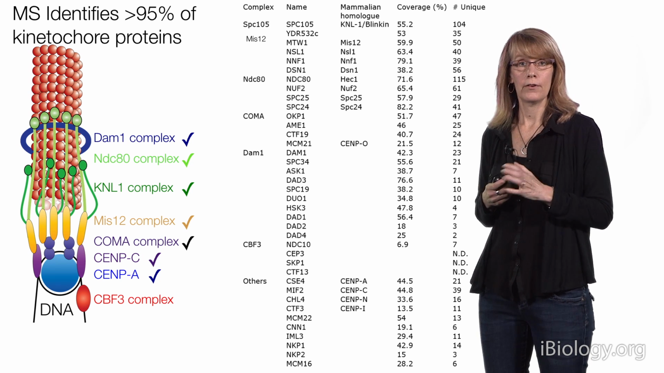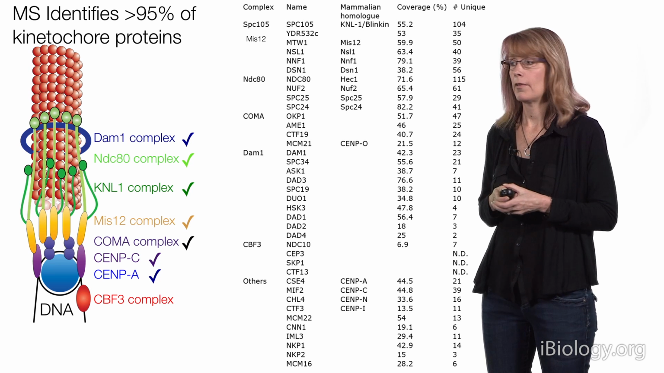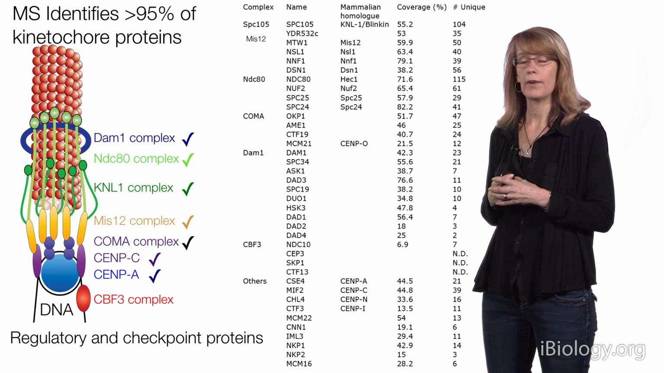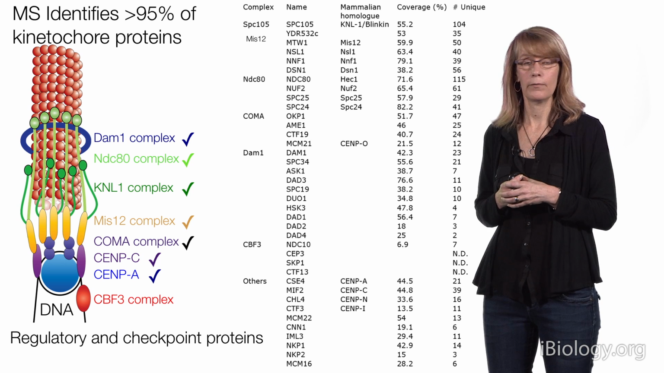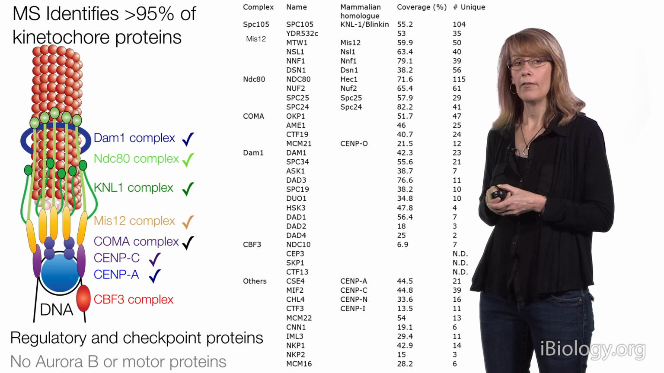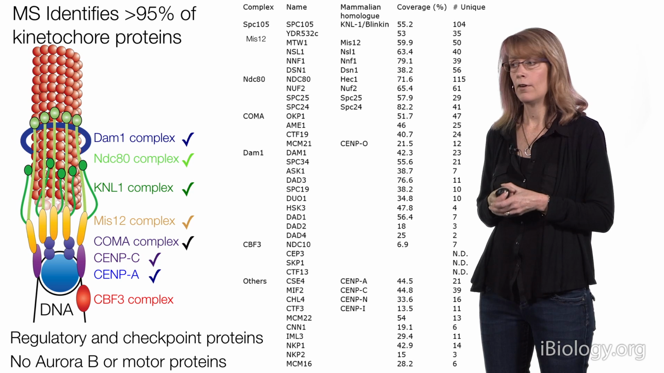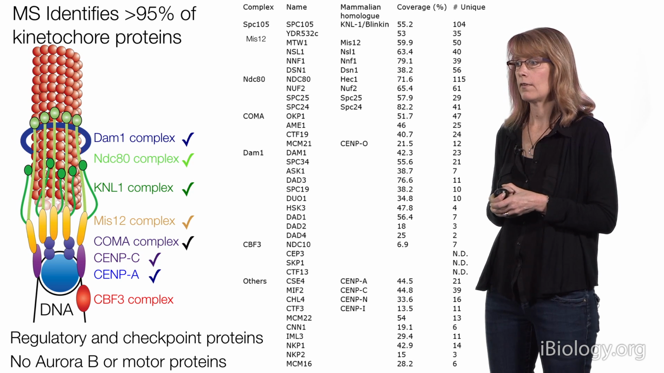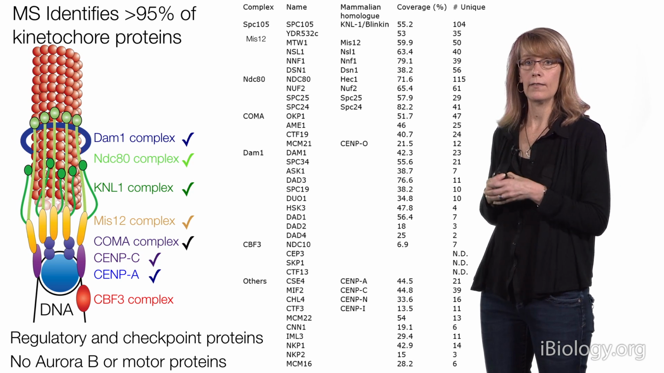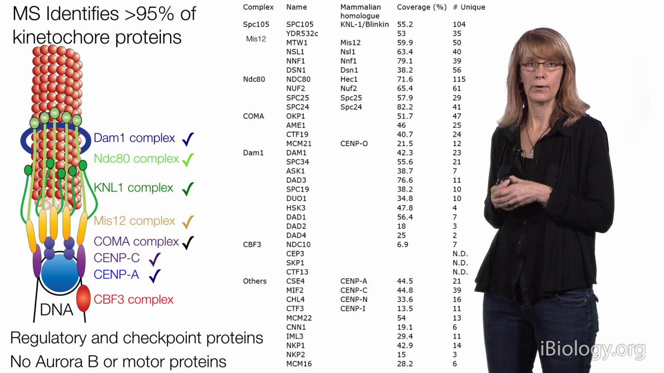There's also substoichiometric proteins that we can see by immunoblotting. We also have regulatory and spindle checkpoint proteins present in this prep. However, it turns out we have no Aurora B or motor proteins. And there's no Aurora B because in budding yeast, CBF3 is the receptor for the Aurora B kinase.